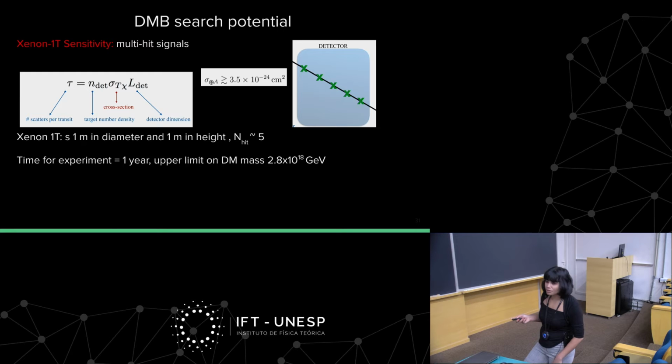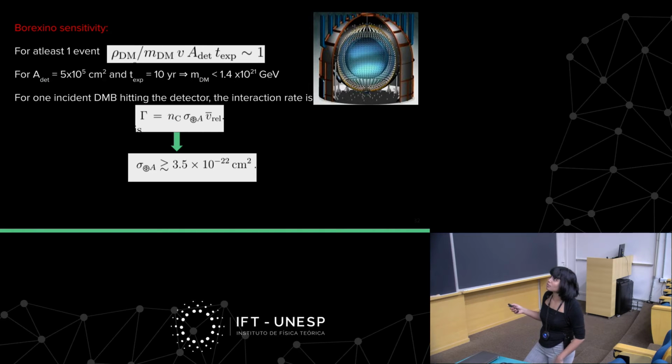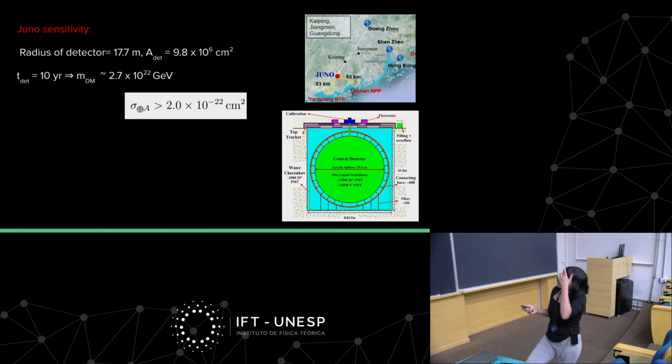And we use similar relations to extract information from Borexino, which is another underground experiment. It's for neutrinos, actually, but you could, again, set constraints for these dark matter balls also. So this is around 10 to the minus 22 centimeters squared, and even for future detectors, like JUNO, and also for IceCube, which I don't mention here.